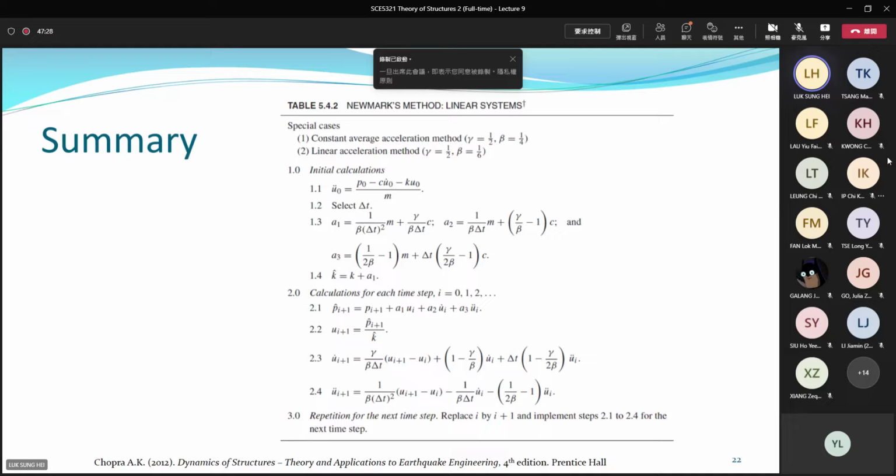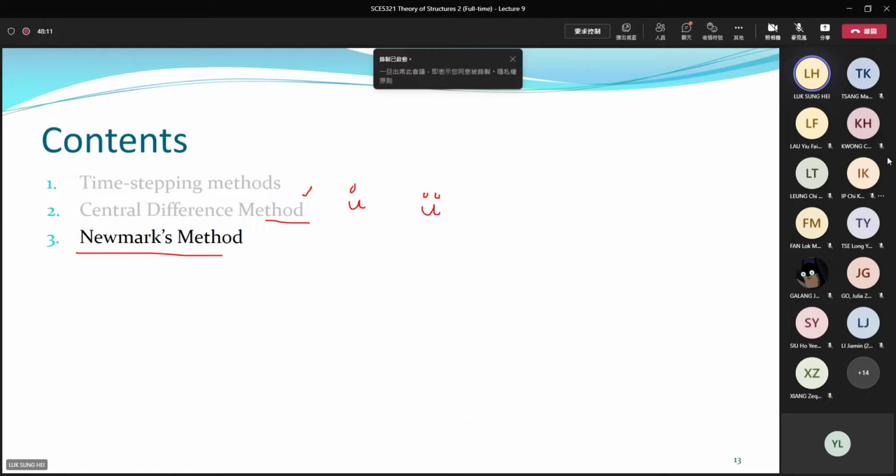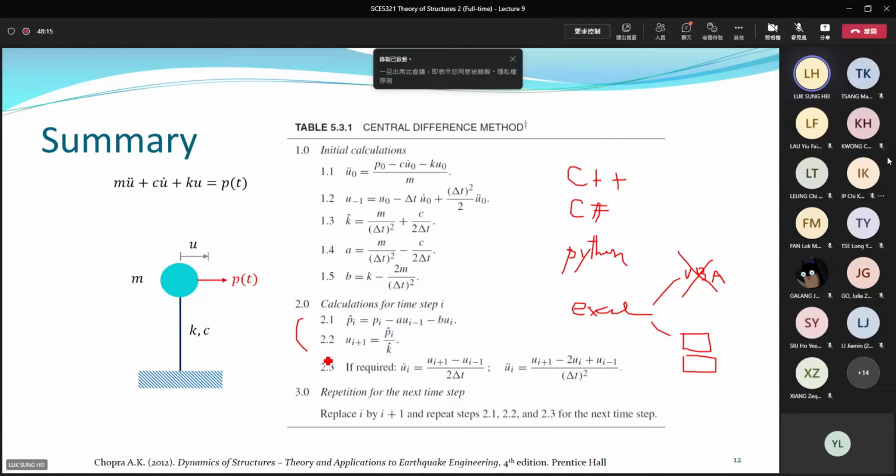More important is here: if you want to implement Newmark's method, then you can follow this table obtained from the same textbook. You can use this table to implement Newmark's method if you like. Firstly, calculate some initial parameters based on Newmark's method, and then repeatedly use step 2 n times, then you can get the whole displacement history. The concept is quite similar to the central difference method. But you can see that Newmark's method involves more equations. So in terms of implementation, Newmark's method is slightly more complicated compared with the central difference method. The central difference method only has a few equations in step 2, but Newmark's method has 4 to 5 equations, slightly more.